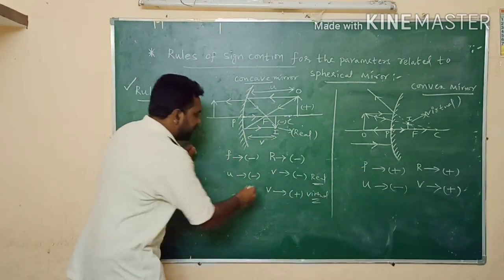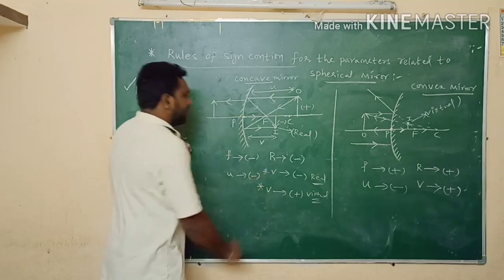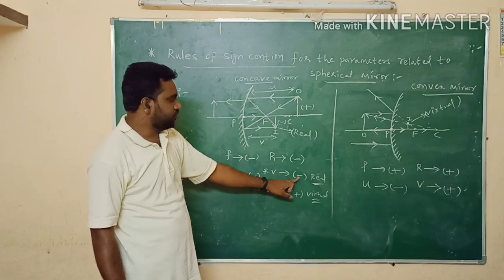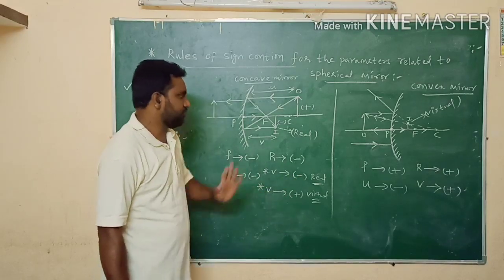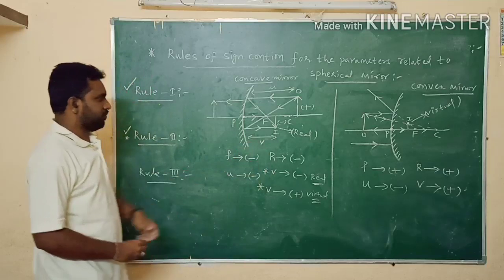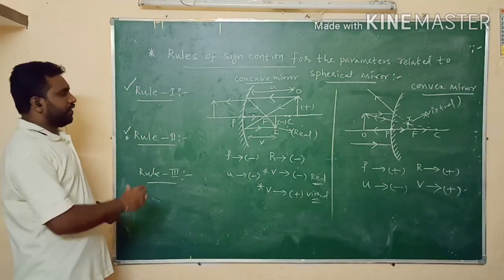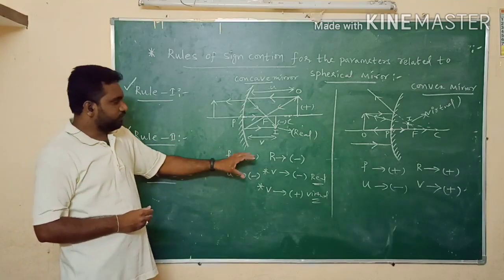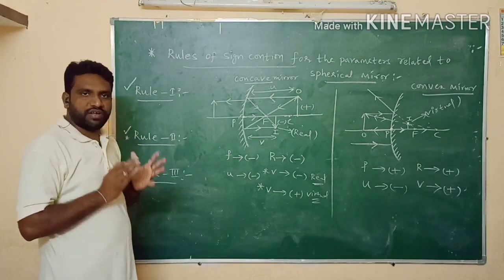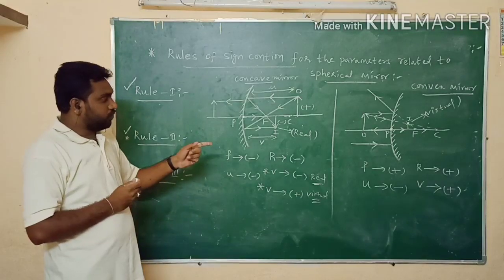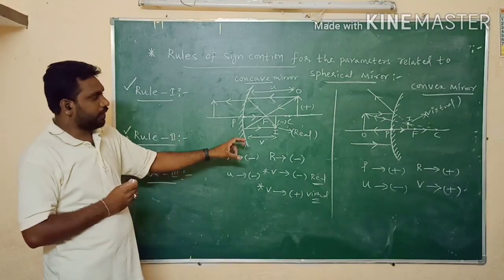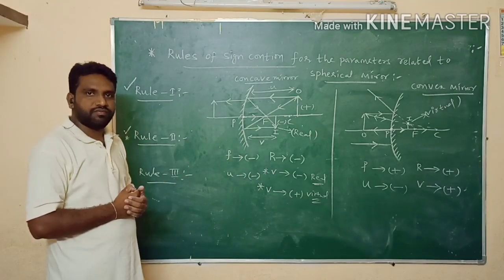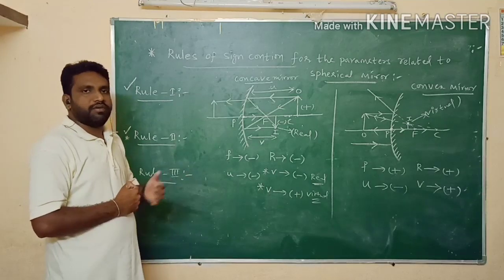Here you should remember these things, they are most important. In case of concave mirror, if you get real image, V value becomes negative. If you get virtual image, V value becomes positive. So these things you should remember carefully. And we have to use these rules of sign convention. When we are going to solve problems regarding mirror formula, we have to follow these rules and substitute all these values f, r, u, v according to the rules of sign convention. So then only we will get the problem clear.